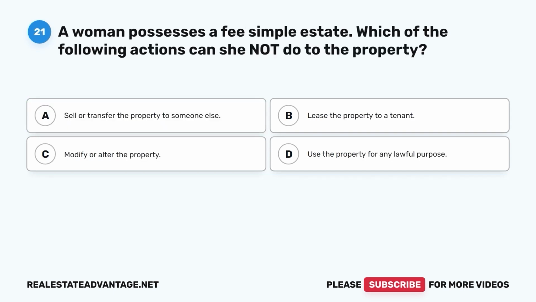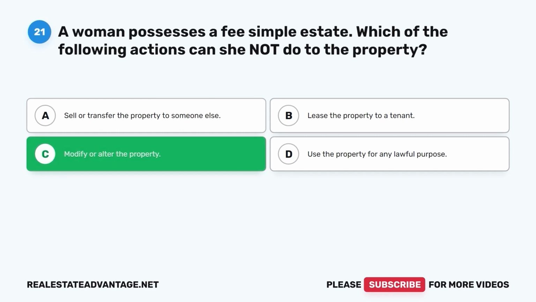Question 21. A woman possesses a fee simple estate. Which of the following actions can she not do to the property? A. Sell or transfer the property to someone else. B. Lease the property to a tenant. C. Modify or alter the property. D. Use the property for any lawful purpose. The correct answer is C. Modify or alter the property.